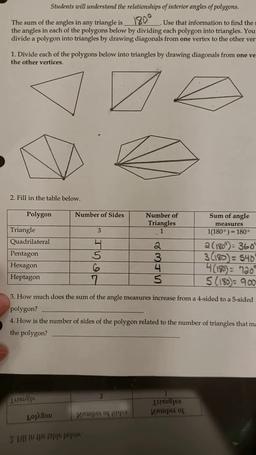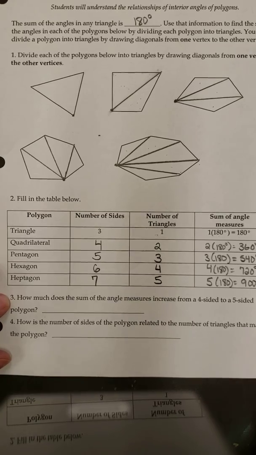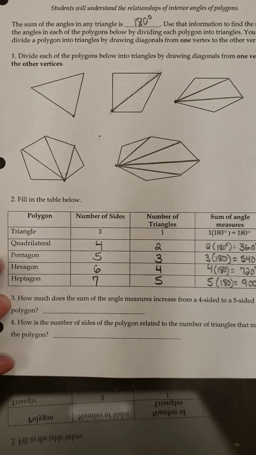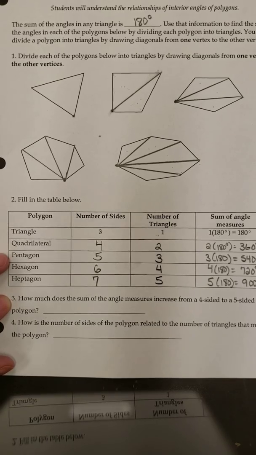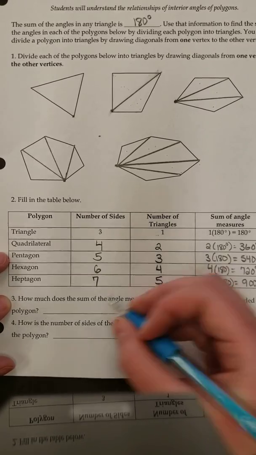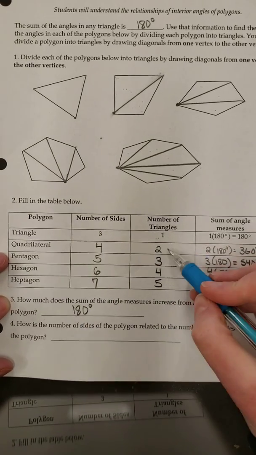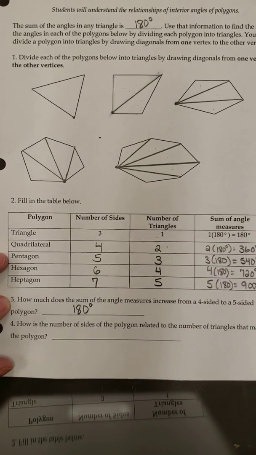How much does the sum of the angle measures increase from a 4 to a 5-sided polygon? From a quadrilateral to a pentagon, we went from 360 to 540. That's an increase of 180 degrees because we added one more triangle.